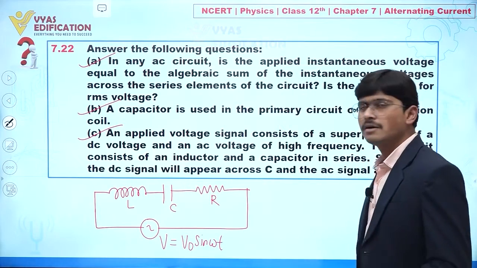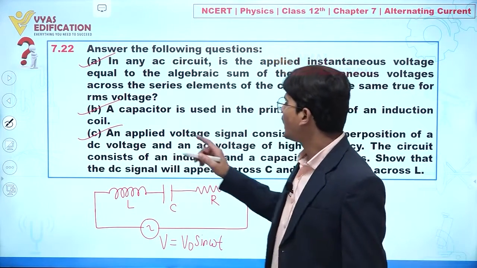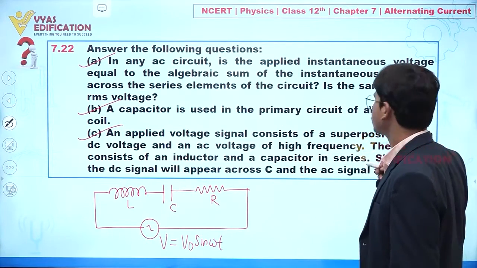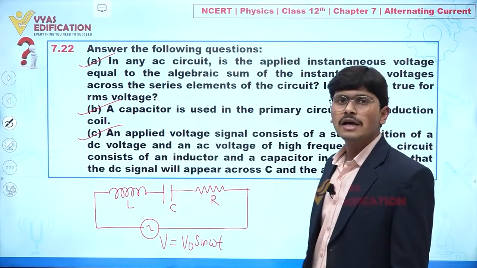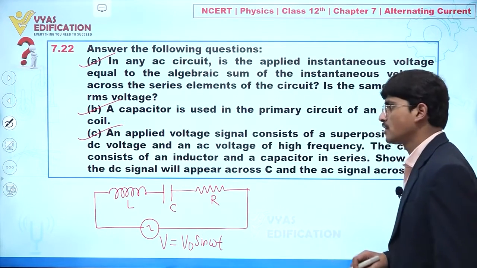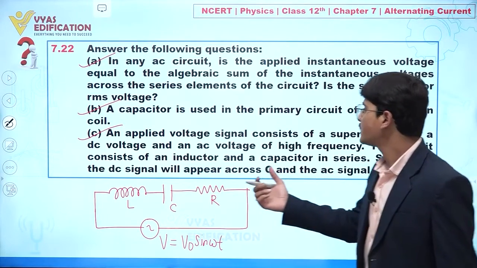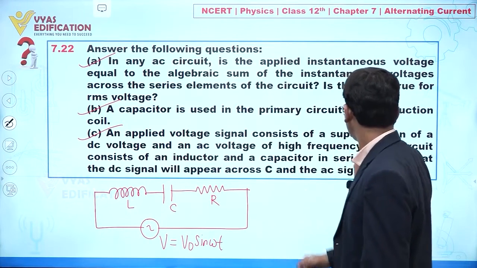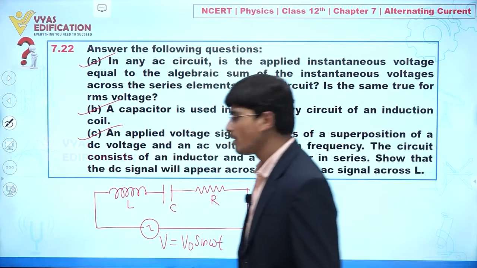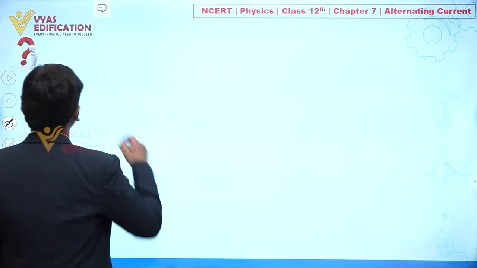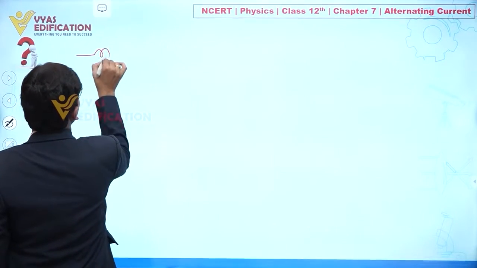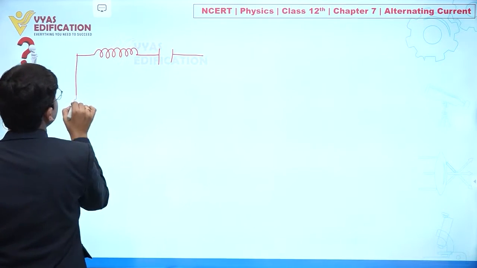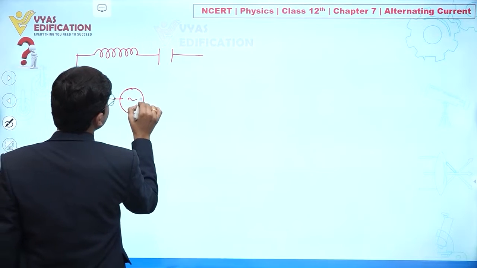In this part number C, it is given that an applied voltage signal consists of a superposition of DC voltage and AC voltage of high frequency. The circuit contains an inductor and a capacitor in series; show that the DC signal will appear across C and the AC signal across L. Now let us try to understand. Let's suppose this is L, and this is a capacitor, both connected in series. We have here a voltage source.